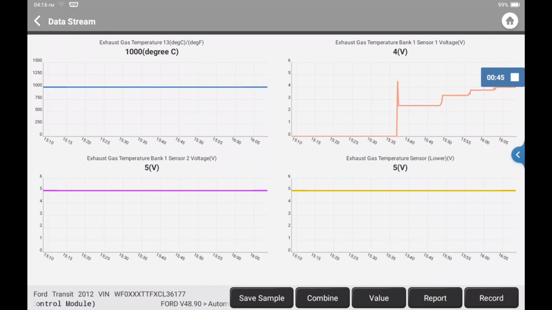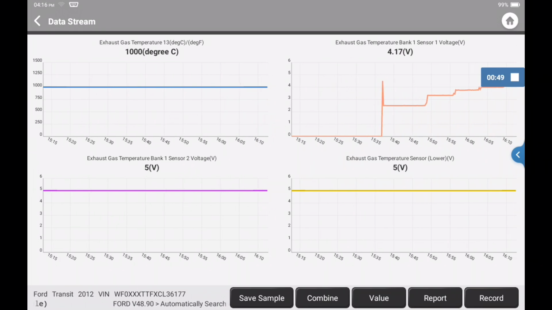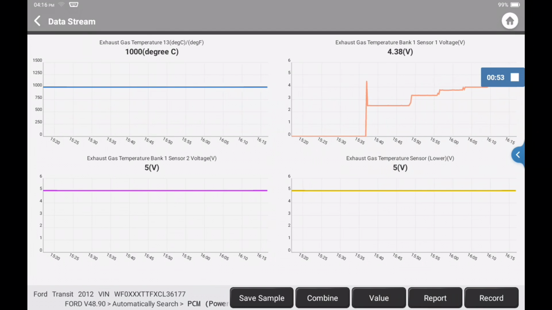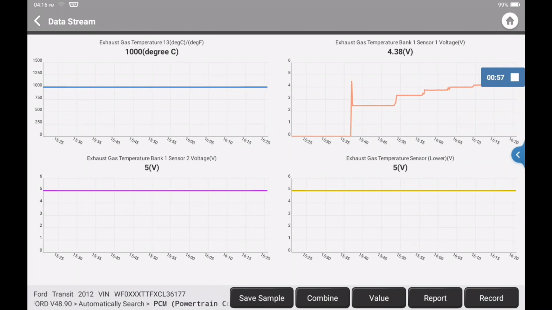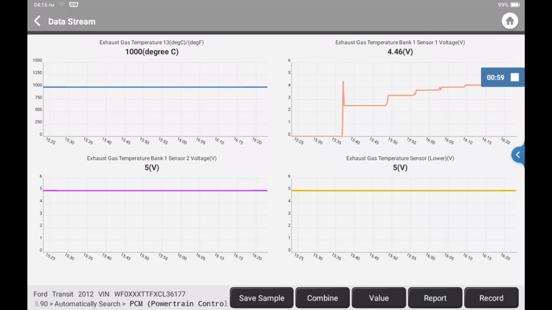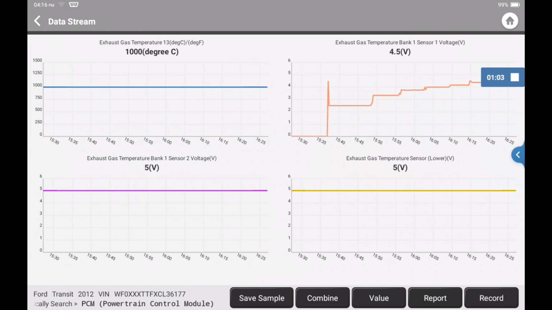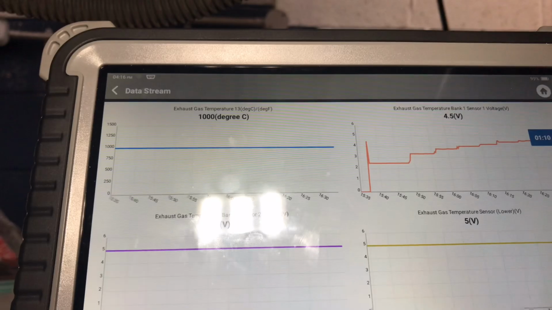5000, 4.17. Let's just go to 7000 ohms, 4.38. 8000, 4.45, and 9000. There we go. So we've proven the integrity of that circuit and also that sensor.